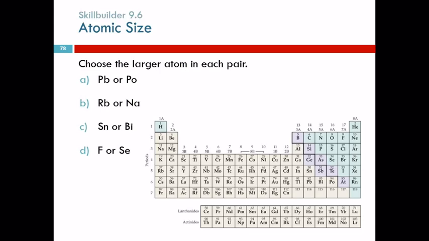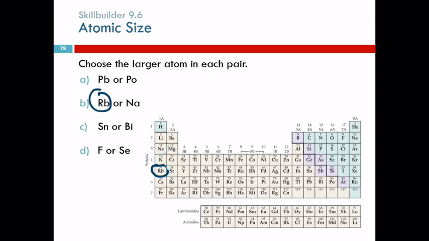So we were in the middle of doing this example. We already did letter A. Let's do letter B. Choose the larger atom in each pair, rubidium or sodium. Well, you have to find them on the periodic table. So rubidium is right here, and sodium's right there. Which one's larger? Rubidium, because the trend is as we go down, they get larger. So rubidium is larger.